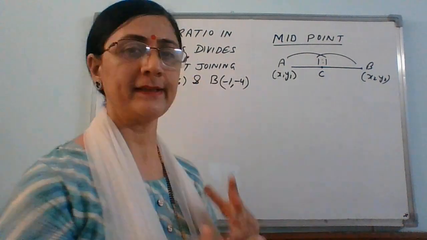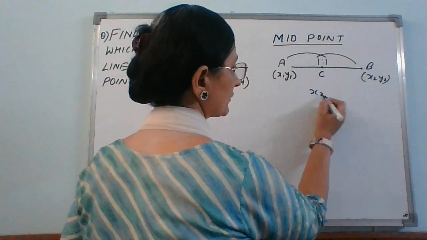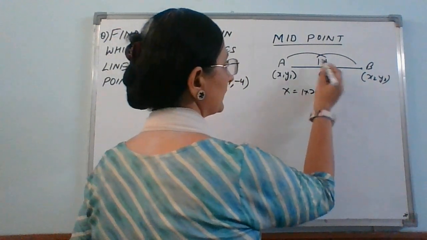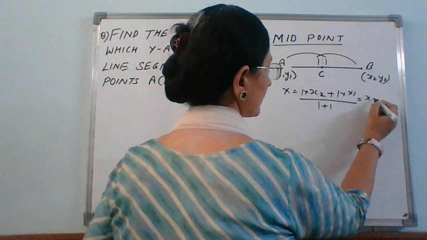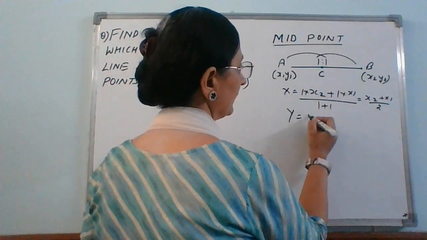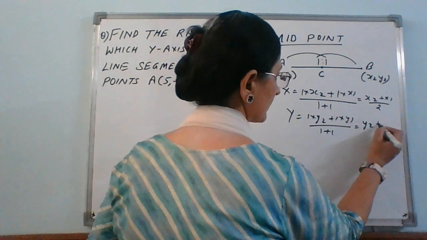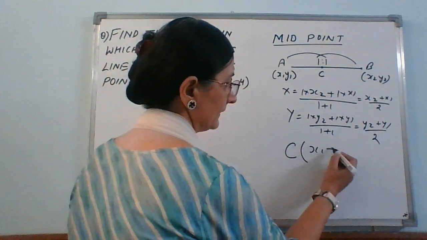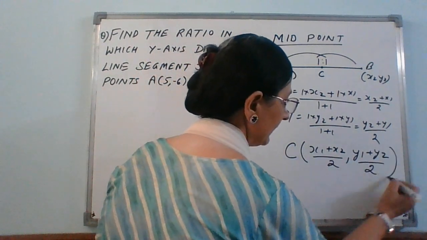So let us find a formula directly for the midpoint, right? So क्या करेंगे आप? 1 into x2 plus 1 into x1 upon 1 plus 1, this is the x coordinate, right? So it will become x2 plus x1 upon 2, right? Similarly, y coordinate भी वैसे ही होगा, 1 into y2 plus 1 into y1 on 1 plus 1, and that is y2 plus y1 on 2. So in order to find the midpoint C, directly we add the x coordinates, divide by 2, and add y coordinates and just divide by 2.